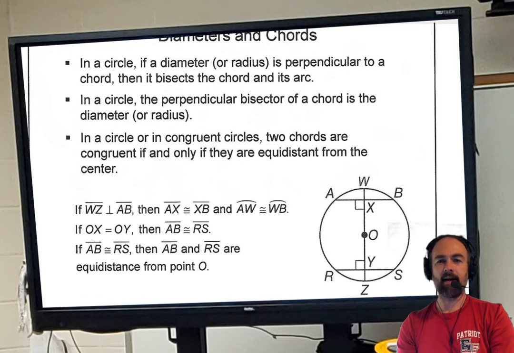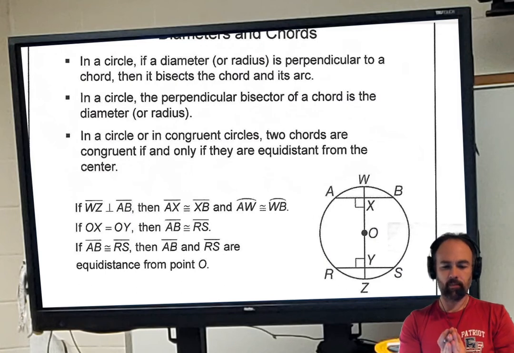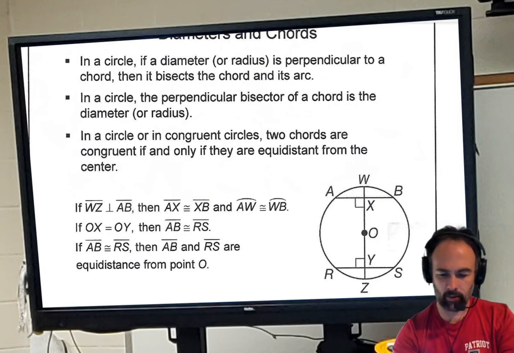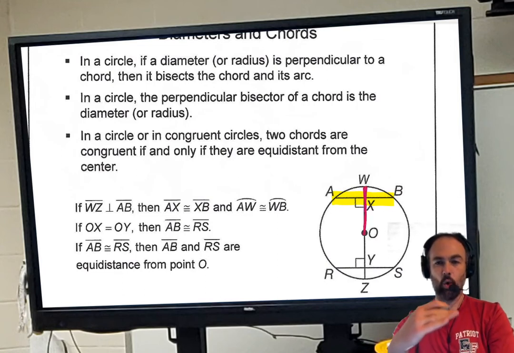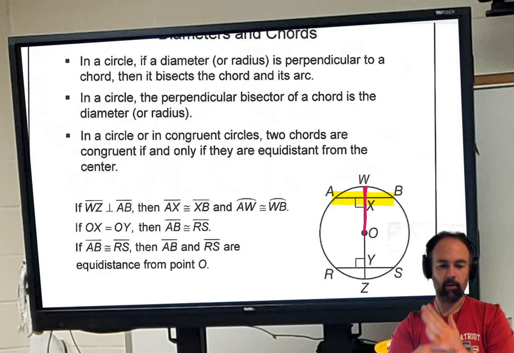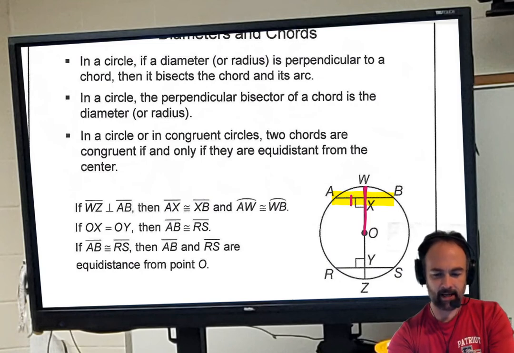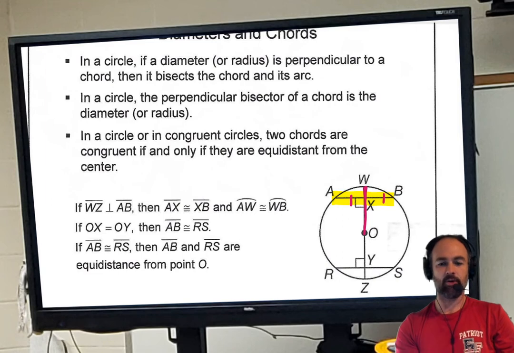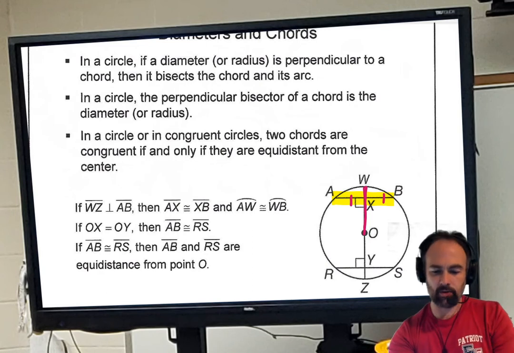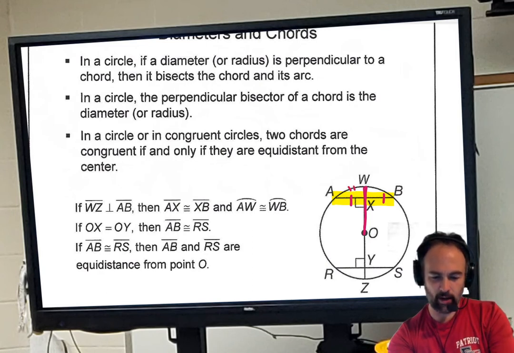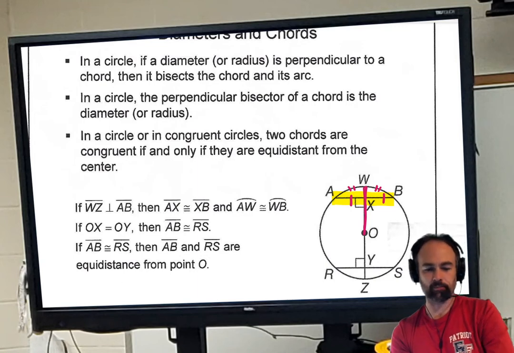Okay, so if I have two chords, a diameter that is perpendicular to a chord. So here we go. AB is a chord, and then WO is perpendicular to it. So a chord with a perpendicular radius or diameter, then that chord has been cut exactly in half. It is bisected. AX equals XB. So if I've got the radius that's perpendicular, those two are equal. All right, now because of that, it also means it's going to cut the arc into equal pieces as well.